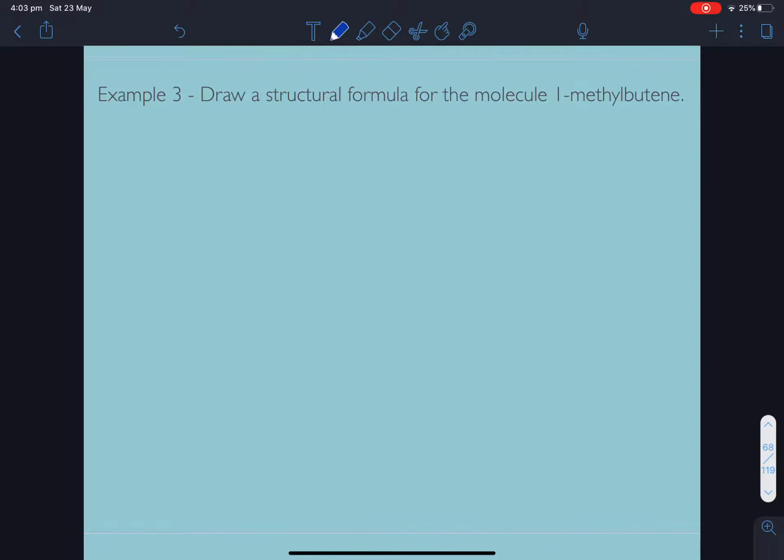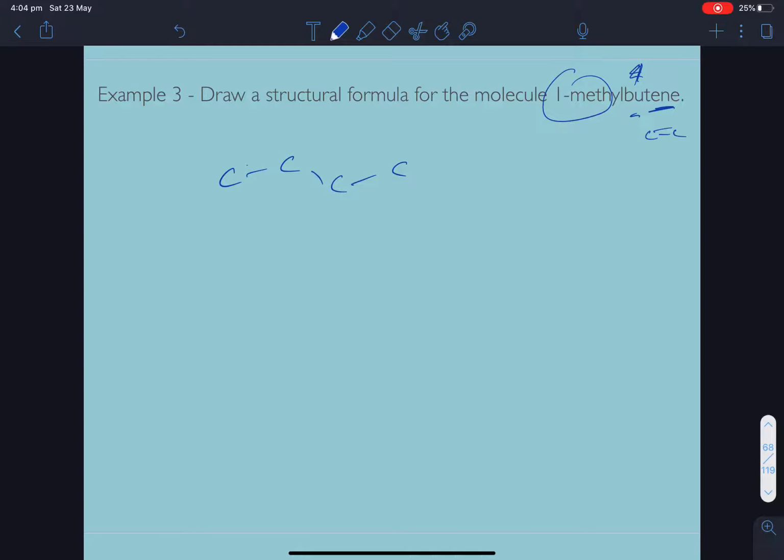Okay, next example, 1-methylbutene. All right, ene, I've got a carbon-carbon double bond. But, I've got 4 in that main chain, and I've got a methyl coming off the main branch there. So, 1, 2, 3, 4. I've got butene. Oh, I haven't given enough information where the double bond is, have I? Oh, maybe I didn't need to.